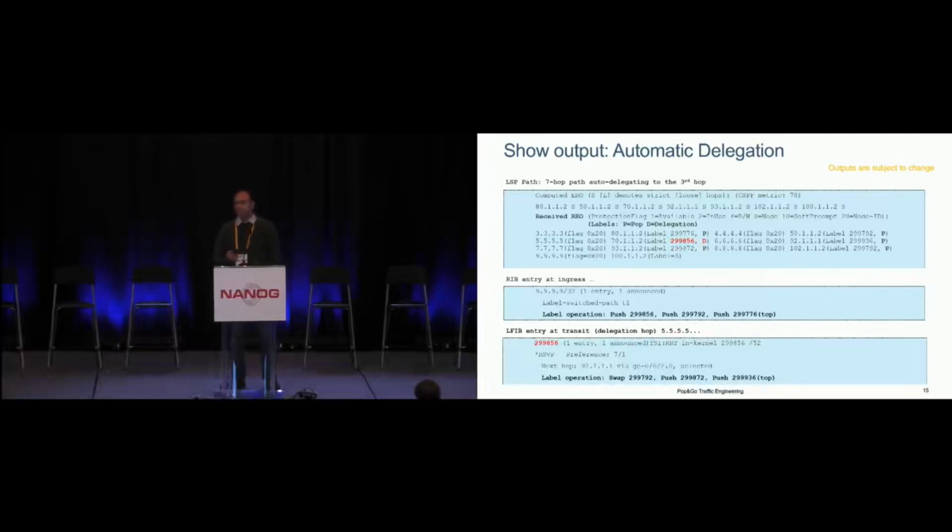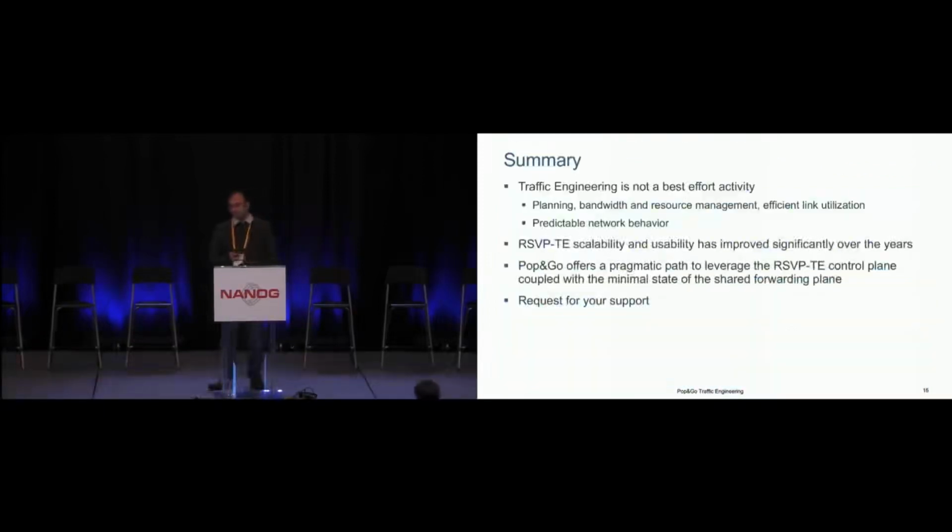If you look at the RIB entry at the ingress, it's actually pushing 3 labels. It gets the packet all the way to the delegation hop, which is the one in the red color, the D. And then if you look at the third hop, you will see that the label route on 299.856 is yet again pushing 3 more labels to get the packet to the egress. So all this gets set up automatically.